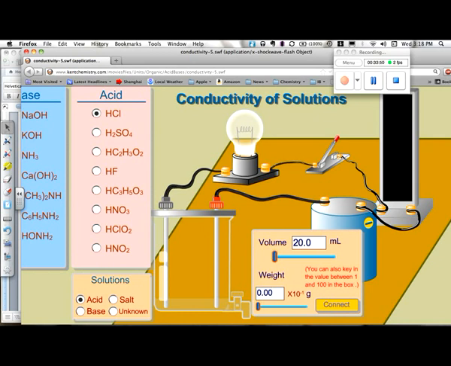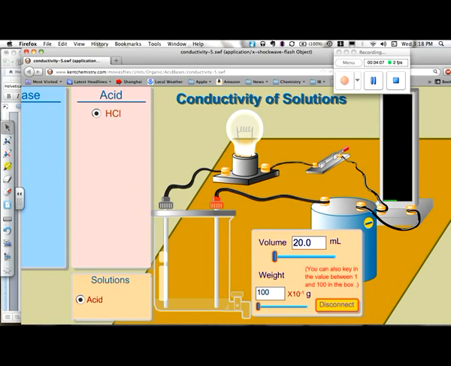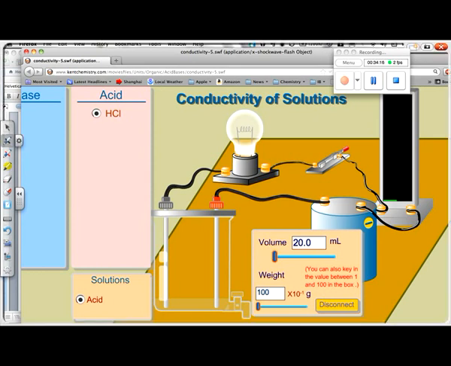We'll do 10 grams. Well, let's see, it's times 10 to the minus 1. So if we want to do 10 grams, we'll do 120 milliliters. And then we're going to press connect. Okay? And you see this little green bar right here? Well, let me get my little pen working. Here we go. See this little green bar right here? Keep your eye on that, okay?